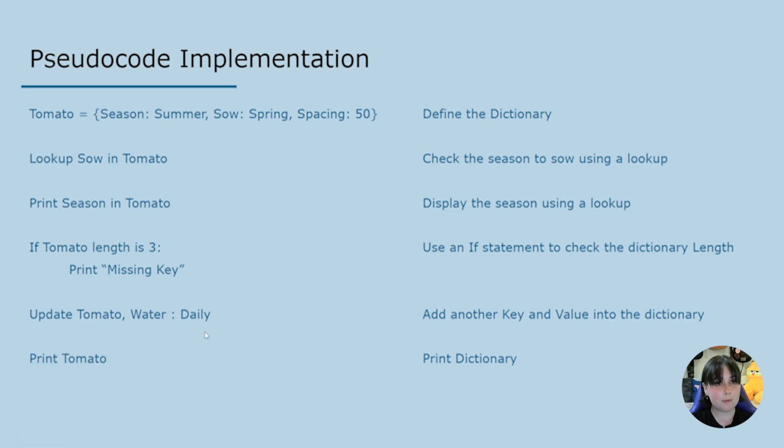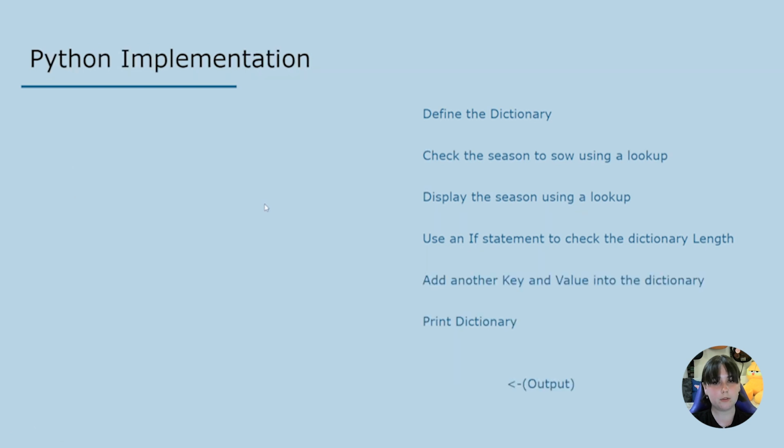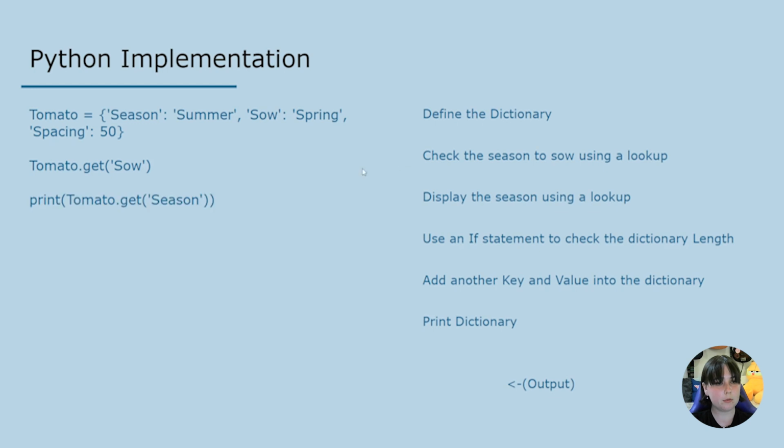Let's have a look at doing this in Python. Very similar for defining the dictionary. We've just got a little bit more grammar with the quotation marks around season and summer, for example, which pseudocode would be a lot less strict on. So if we're checking the season to sow using a lookup, then we go tomato.get and then in brackets sow. This is specific to dictionaries. This will get the sow within tomato and give you the value associated with that key. So if we're going to print a lookup, then we can go print tomato.get season, and we'll see in a second what that gives us.